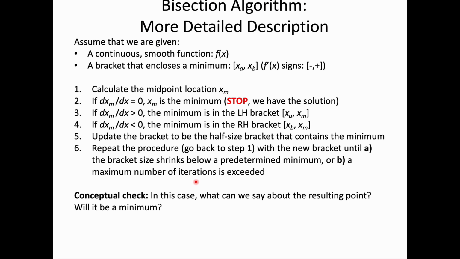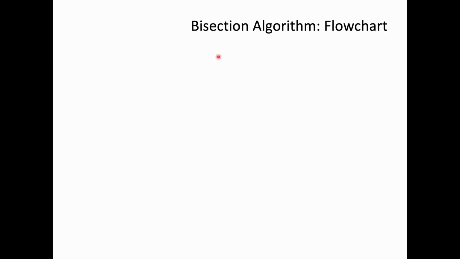Here's a quick conceptual check. I've probably already given it away. In this case, what can we say about the resulting point? Is it going to be a minimum? Yes, because of this additional assumption that we made that the starting bracket has these specific signs. If we go through this particular process with this starting condition, and we have a continuous smooth function, then yes, we are going to have a minimum resulting.